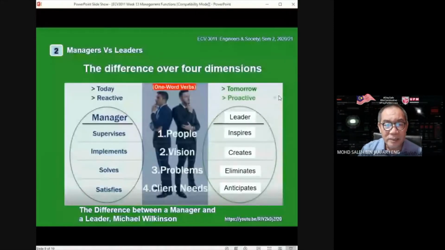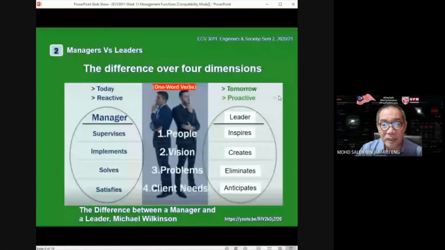And the second video about leaders and management, you can see that he is of the view that it is like two different groups of people. Yeah. So again, I think there is no contradiction with the first one, because the first one is saying that you are doing two different functions as one person. But I hope you can clearly differentiate between a manager and a leader. So a leader inspires, creates, eliminates, and anticipates, and a manager supervises, implements, solves, and satisfies.